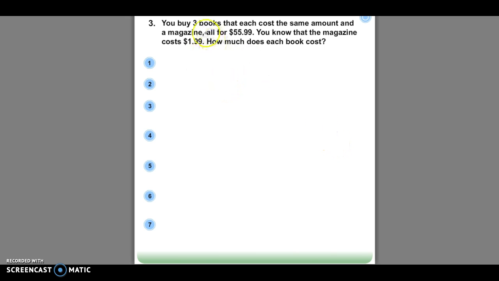Alright, so here is a word problem. It says you buy 3 books that each cost the same amount and a magazine, all for $55.99. You know that the magazine costs $1.99. How much does each book cost? So in that $55.99, you have 3 books that you do not know the price of. So I'm going to call it 3B, B for the price of 1 book, and the cost of 1 magazine, and you only purchase 1 magazine, so it'll be plus $1.99.